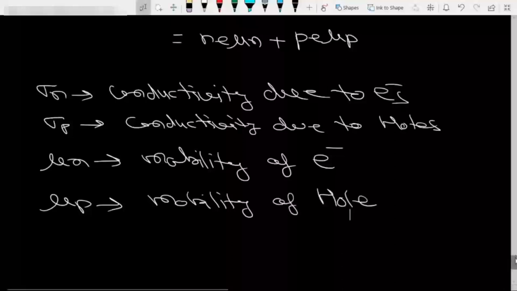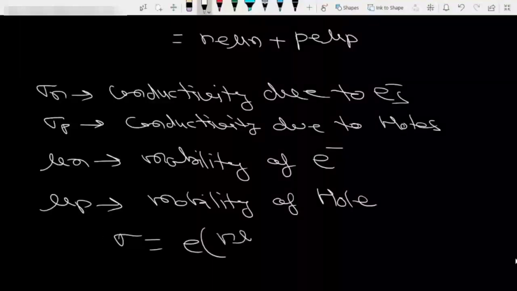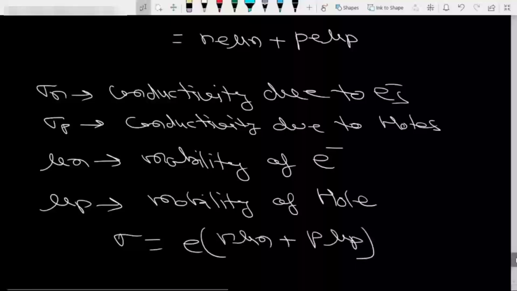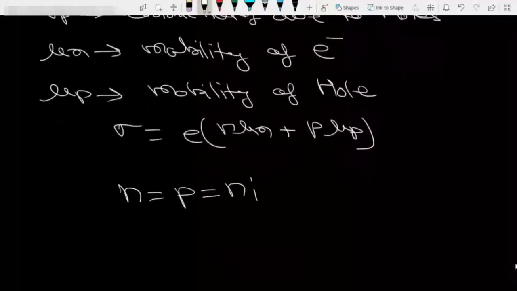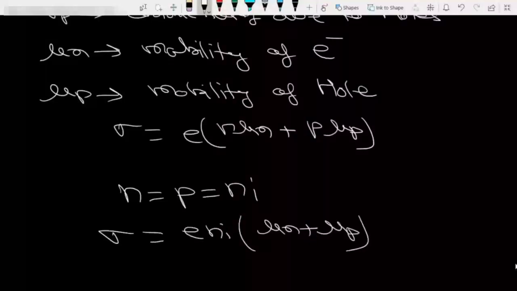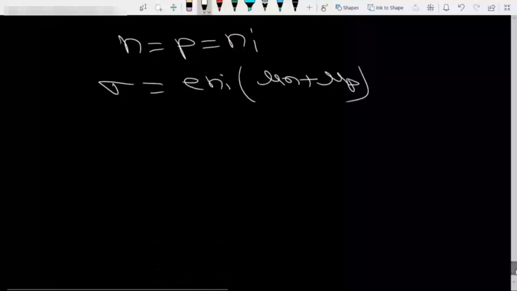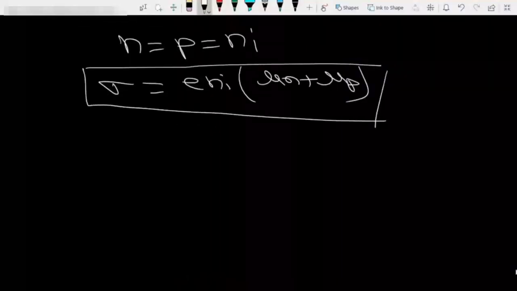So we can write the total conductivity sigma, which is equal to e n mu n plus p mu p. But in an intrinsic semiconductor, we know that n equals p, which is equal to ni. So we can write e ni times mu n plus mu p. So the total conductivity of the semiconductor is equal to e ni (mu n plus mu p).